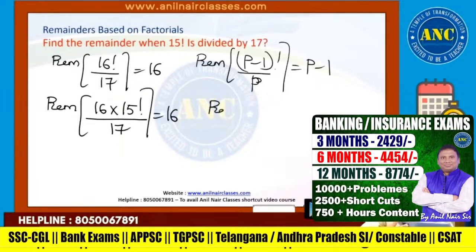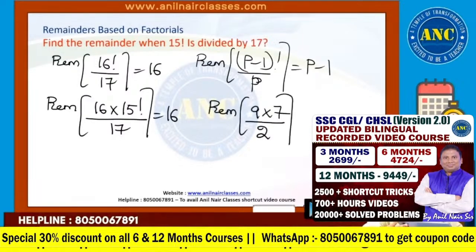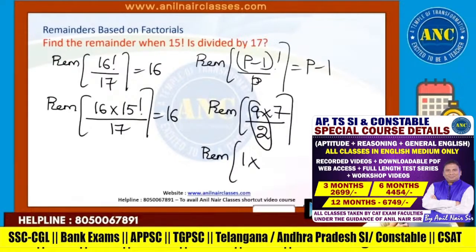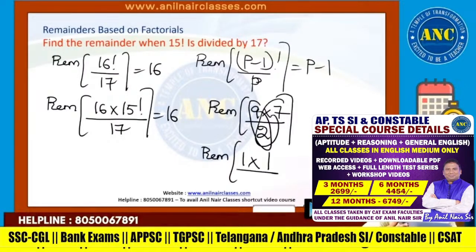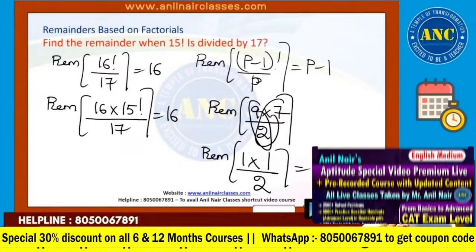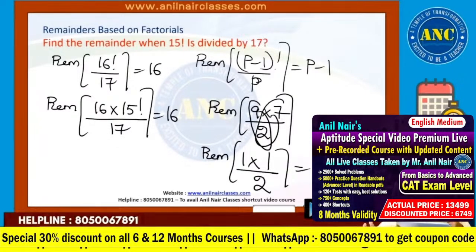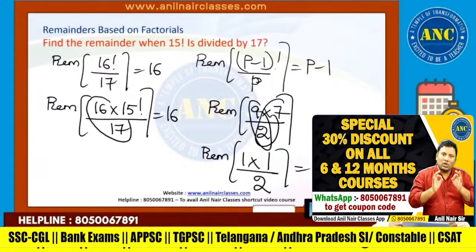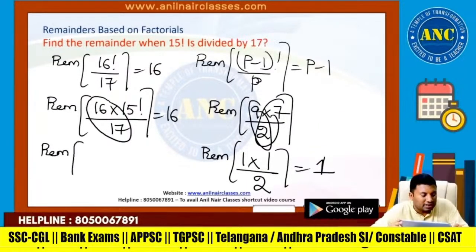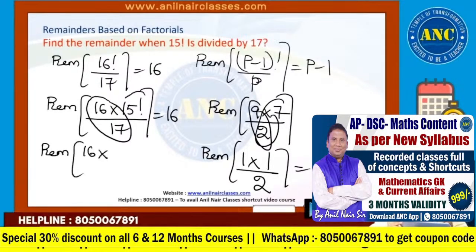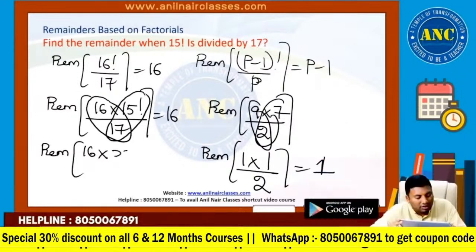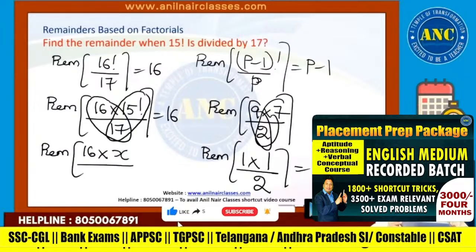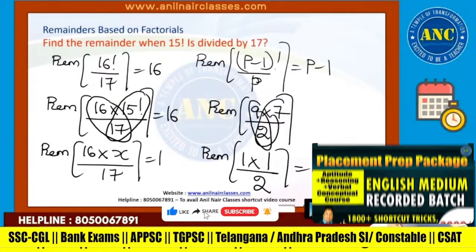Now if you observe, remainder when 9 into 7 is divided by 2. 9 when divided by 2, remainder 1. 7 when divided by 2, remainder 1. When I further divide, is the remainder changing? Remainder is not changing. It will not change as long as the numerator is less than the denominator. 16 when divided by 17, 17 zeros are 0, remainder 16. 15 factorial by 17, we don't know the remainder. When I further divide, remainder will not change.